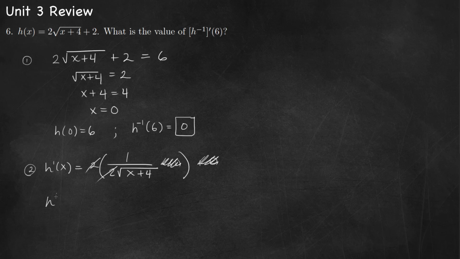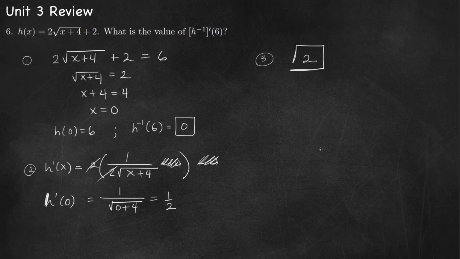So we're going to substitute our answer from step 1, the 0, into h prime. So h prime of 0 equals 1 over the square root of 0 plus 4, and that's just 1/2. Then for step 3, we take the reciprocal. The reciprocal of 1/2 is 2, so that is my final answer. The derivative of h inverse at 6 is equal to 2.